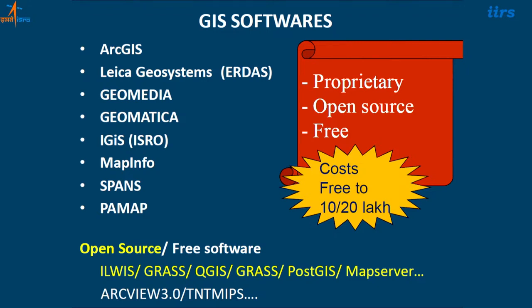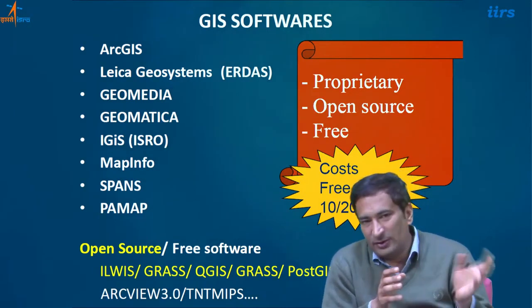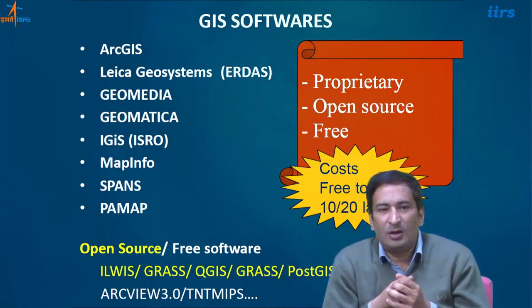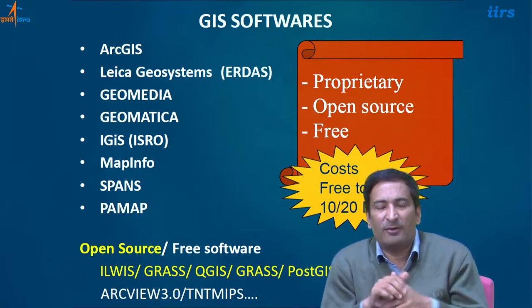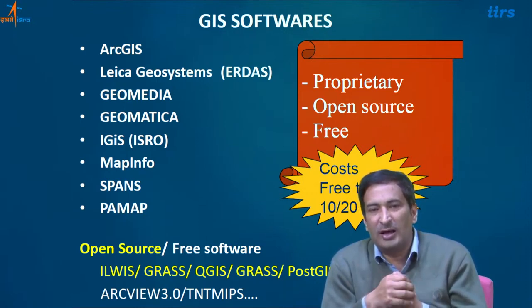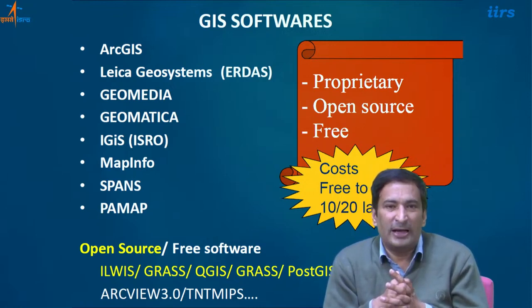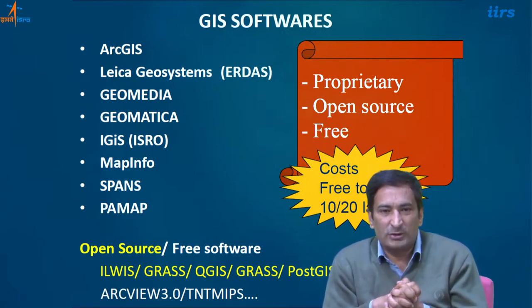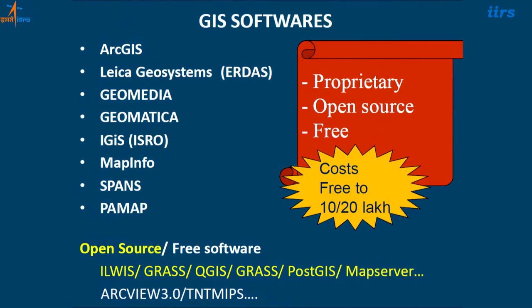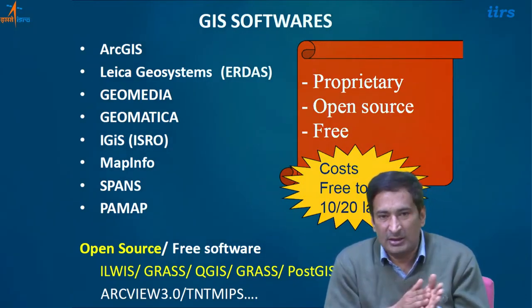So with this, I come to the last slide of my lecture. There are different software packages which help you perform geospatial analysis, but some are free and some are costly. There are proprietary software packages costing 10 to 20 lakhs, which you need to spend to get. Of course, there are some free alternatives, like QGIS for ArcGIS, ILWIS, GRASS or PostGIS. Many are free in nature.